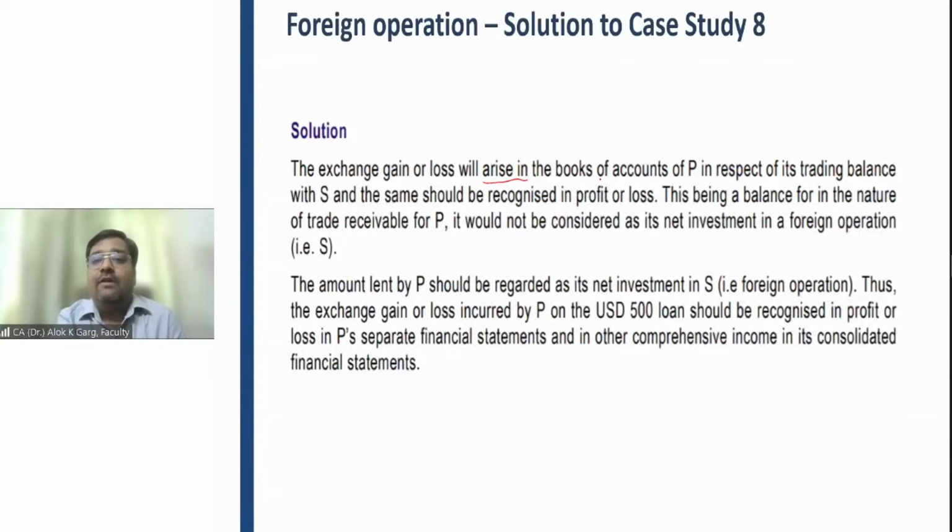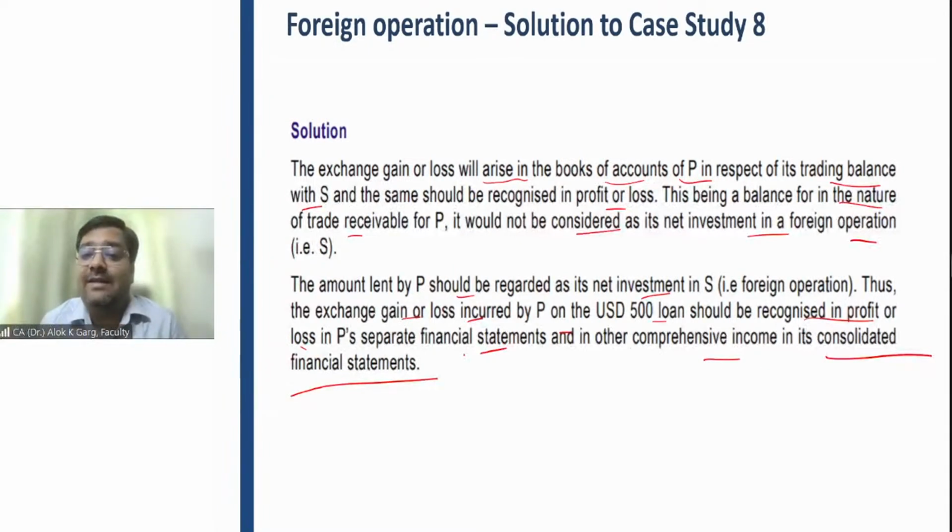The exchange gain or loss arising in the books of P in respect of the trading balance with S should be recognized in P&L. This being a balance of the nature of trade receivable for P, it would not be considered as a net investment in foreign operation. The amount of loan given by P should be regarded as its investment in S. Thus, the exchange gain or loss incurred by P on 500 US dollars should be recognized in P&L in P's separate financial statements, and in other comprehensive income in the consolidated financial statements. Is that clear?